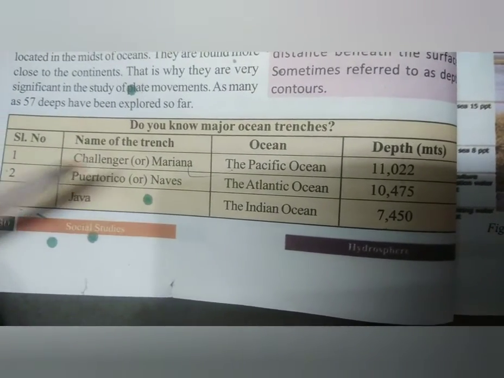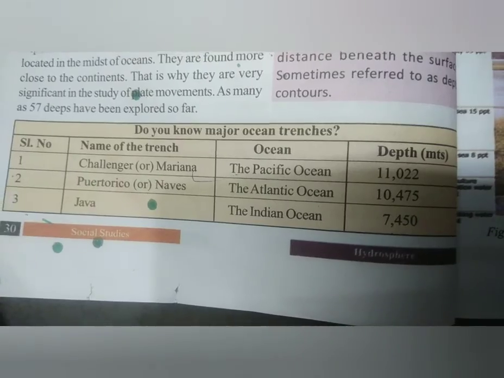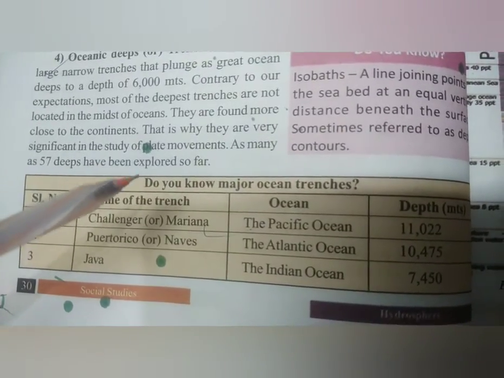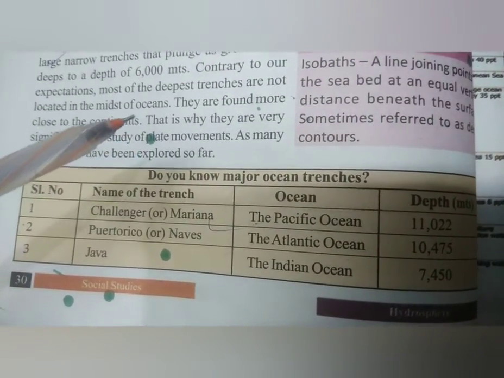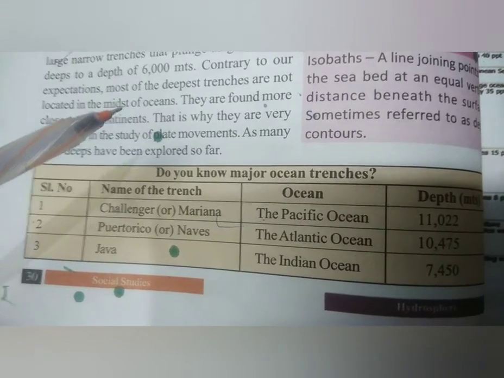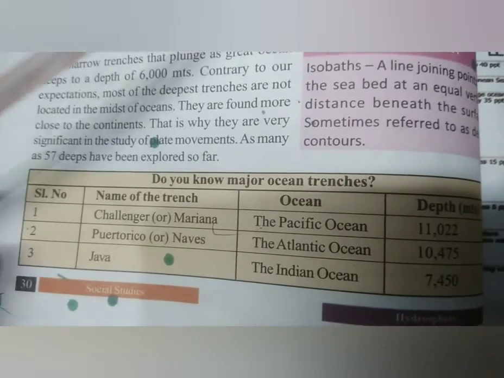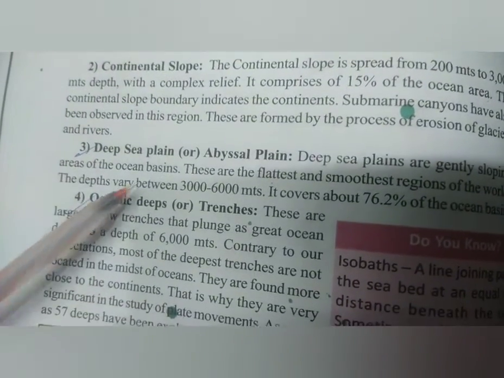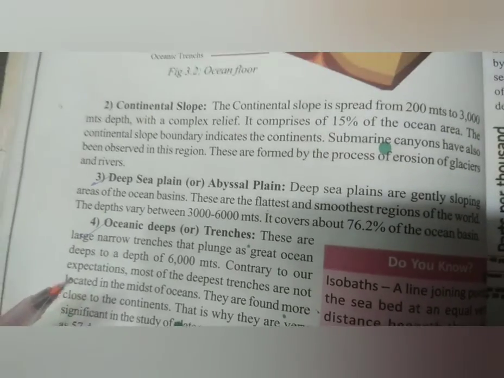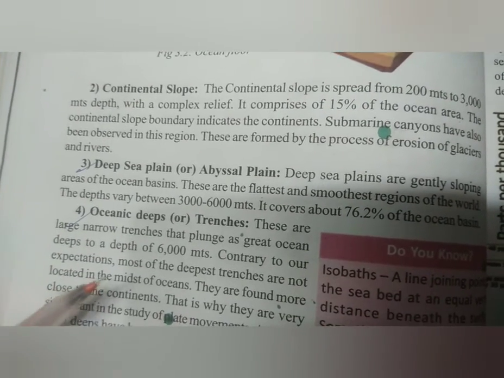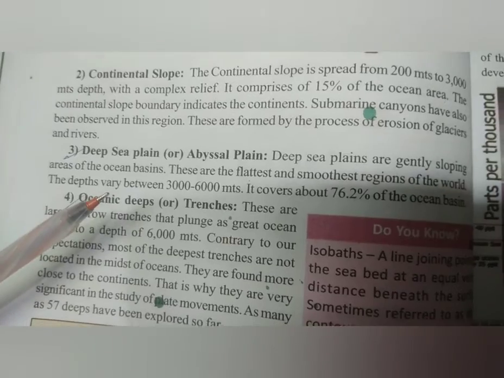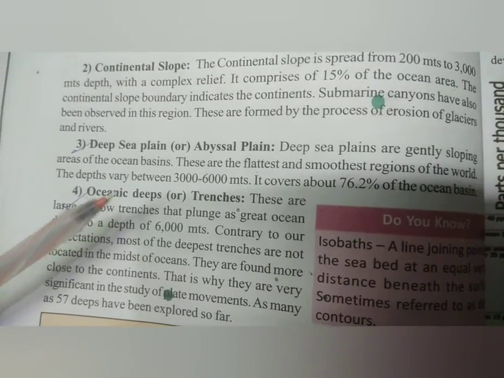Okay. With that we complete our relief of the ocean. So how many types are there in that? We have four types. First one is continental shelf. Second one is continental slope. Third one is deep sea, and fourth one is oceanic deeps. We have four reliefs of the ocean. Okay, with that we complete our topic. The remaining topic we will discuss in the next class.